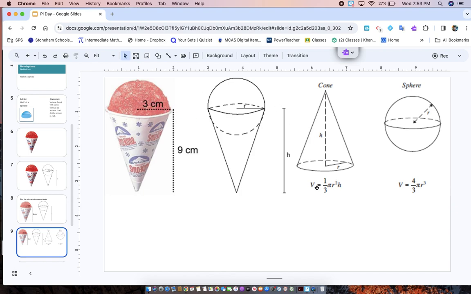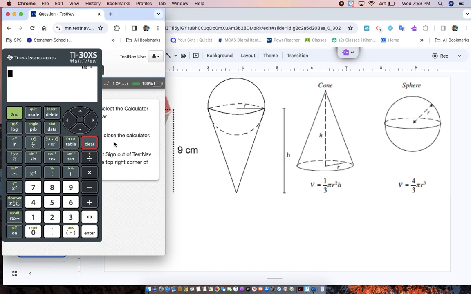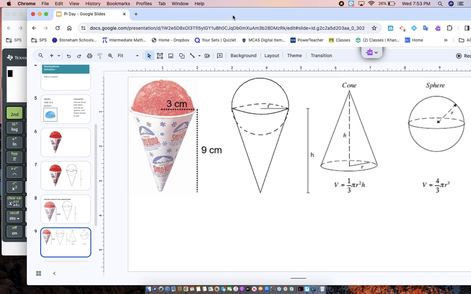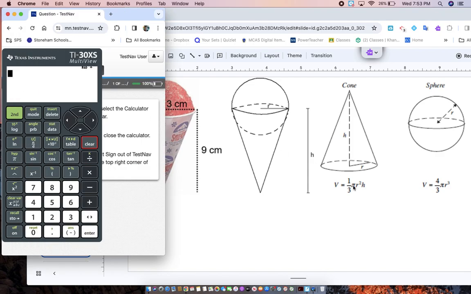All right, so now that we have these two formulas that we're going to use to find the volume of this entire shape, let's use a calculator. All right, so we're going to start with the cone. Now, the cone has this fraction, 1/3, and the way we're going to type the fraction on the calculator is we're going to use the parentheses buttons above the 8 and the 9 here. So I'm going to click the parentheses. I'm going to do 1 divided by 3, close parentheses.